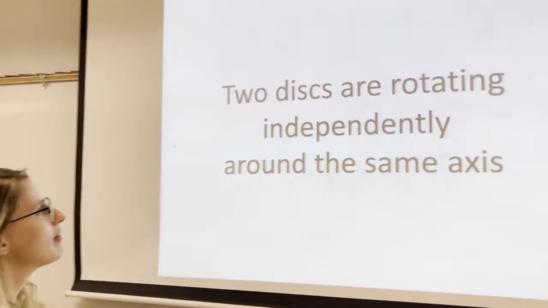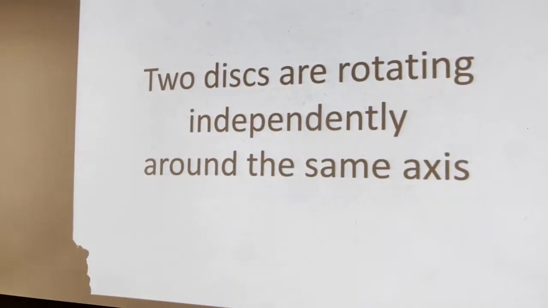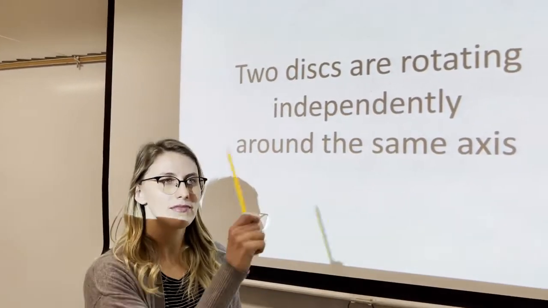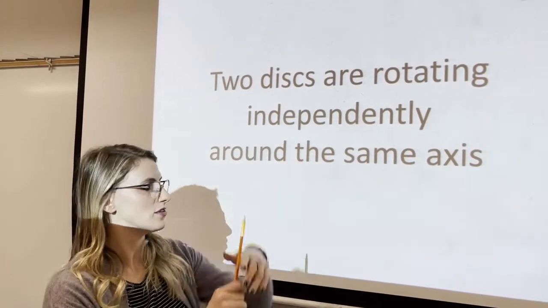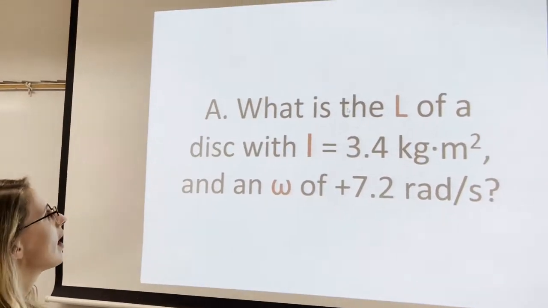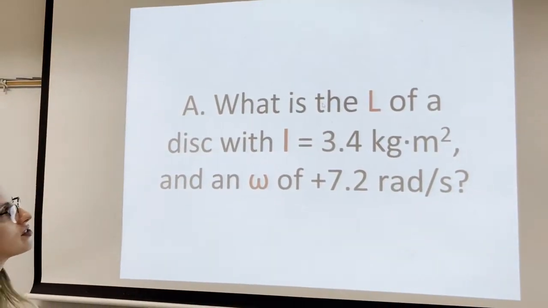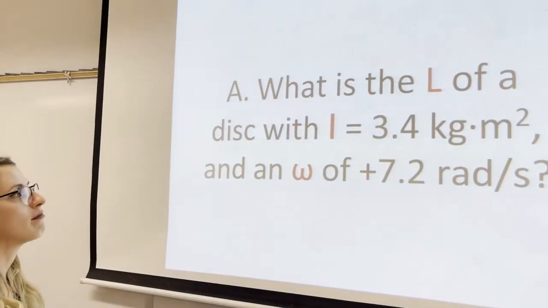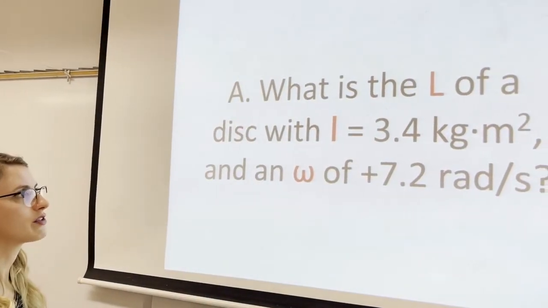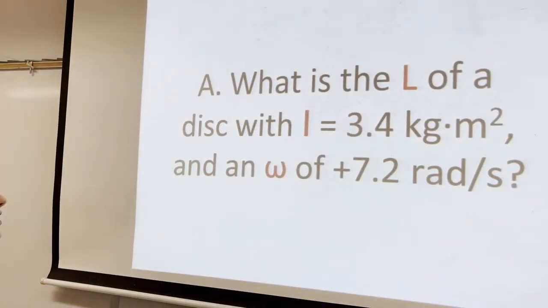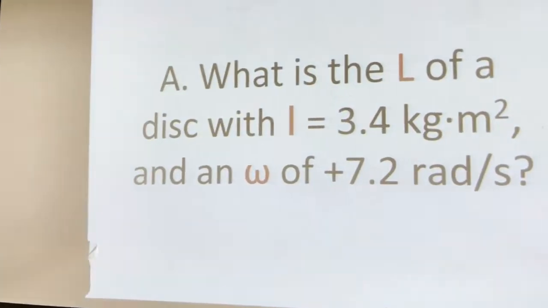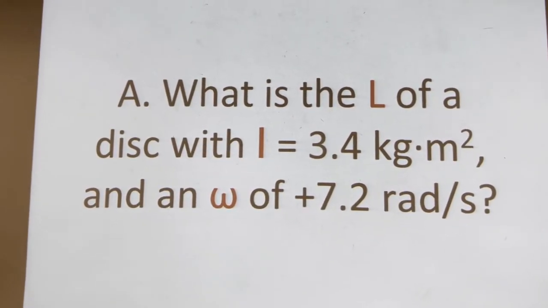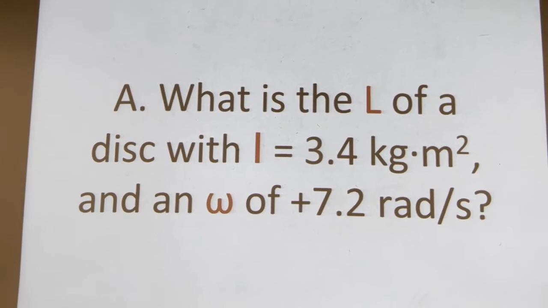Okay, so let's imagine that we have two disks that are rotating independently around the same axis. Axis, disk 1, disk 2. My first question for you is, what is the angular momentum of a disk with a moment of inertia of 3.4 kilogram meter squared and an angular velocity of a positive 7.2 radians per second? Go ahead, boys and girls. I don't think you're going to find that this is too hard.